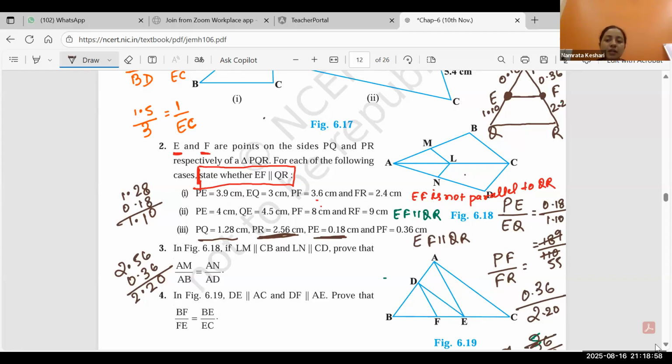Any confusion so far in question number 1 and 2? No, ma'am. Salwa, Arfa, Ma'am. Abdullah. Yes, ma'am. No, ma'am. Is it clear so far? Any confusion? No, ma'am. Okay, let's take question number 3.